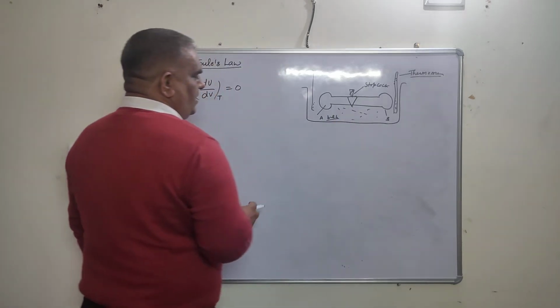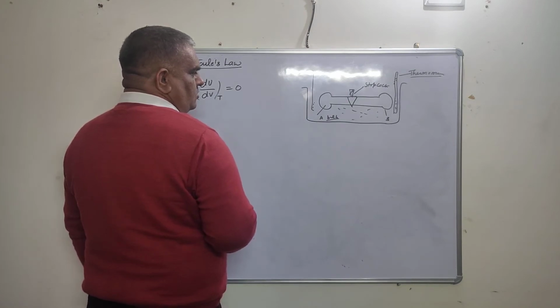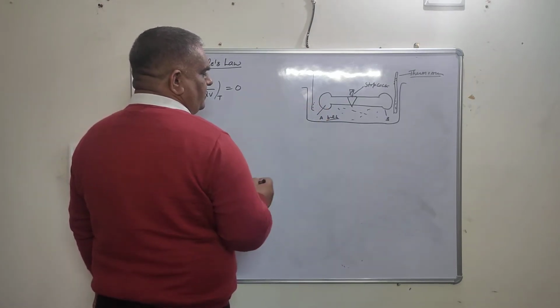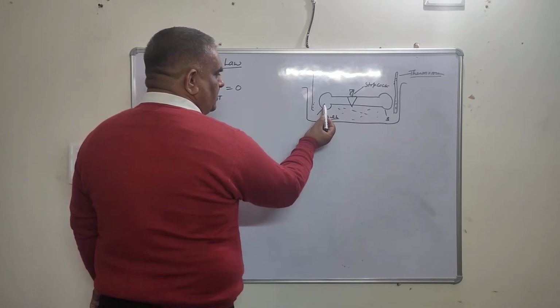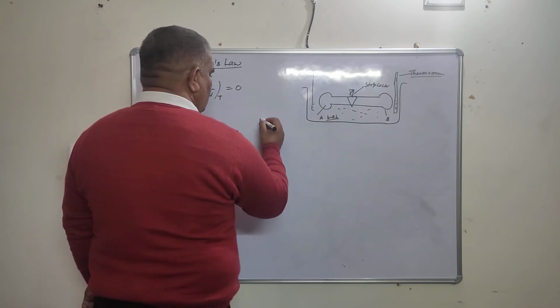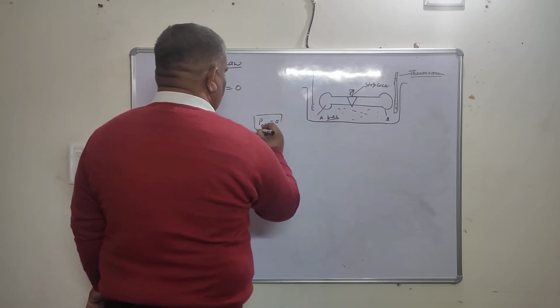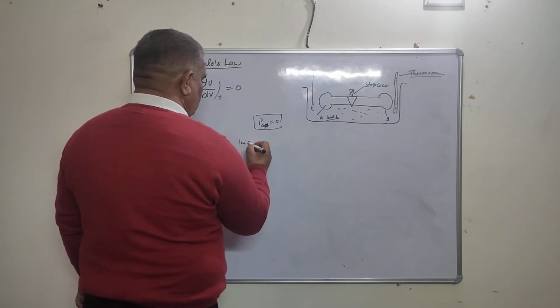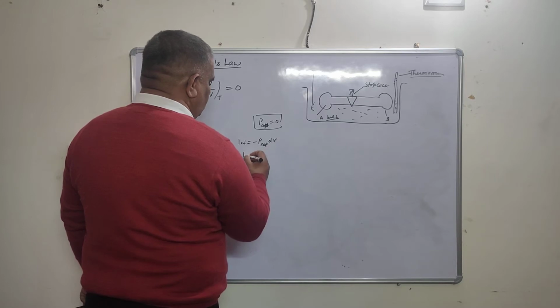Same. When the stopcock is closed, the entire gas is present in bulb A, and when it is opened, the gas expands against vacuum, the opposing pressure being zero. This is called free expansion, and P opposing is zero, so work done W equals minus P external dV. So the pressure is zero, so the work done becomes zero.